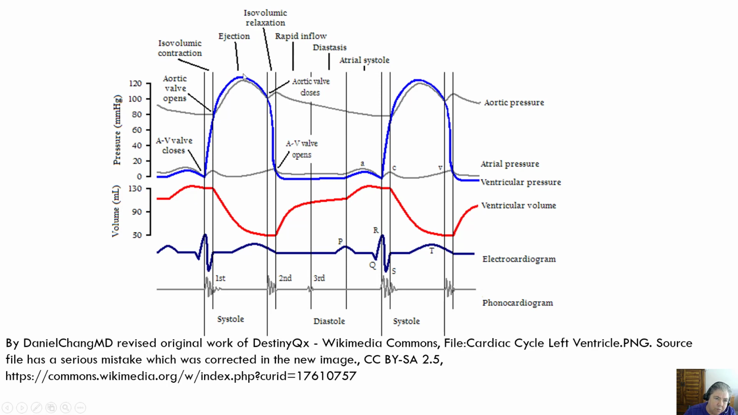During the first part of ejection, a lot of blood leaves, so volume goes down rapidly. During the second part of ejection, it's a slower flow. Again, when the aortic valve closes, resulting in the second heart sound, you're going to have this period of isovolumic or isovolumetric relaxation with the same volume.